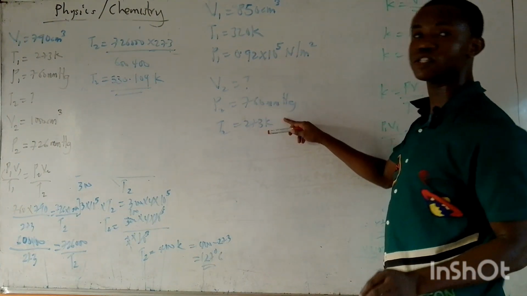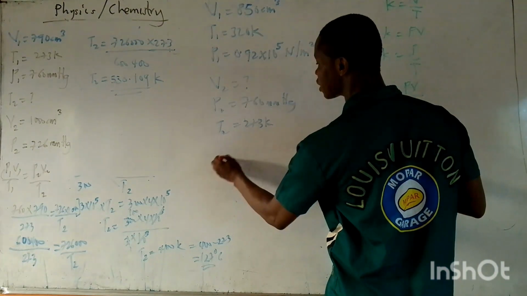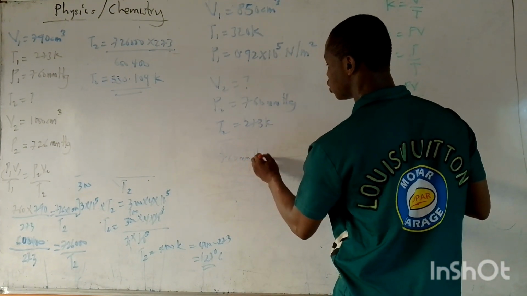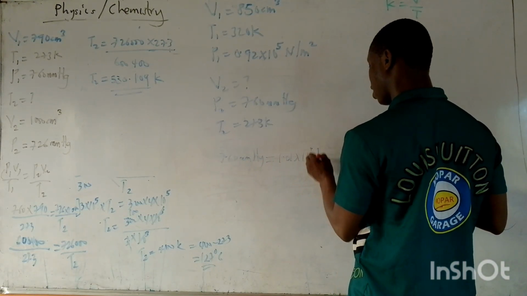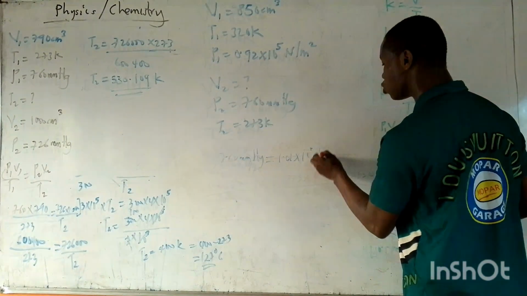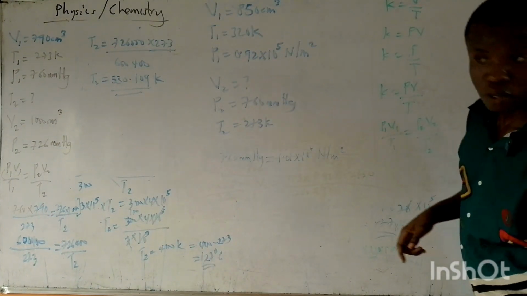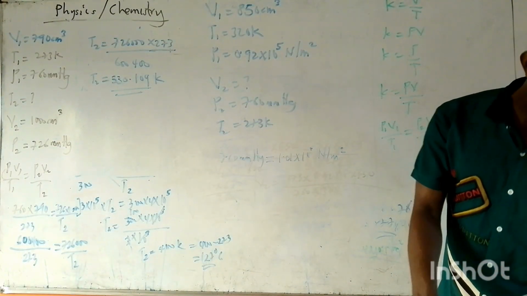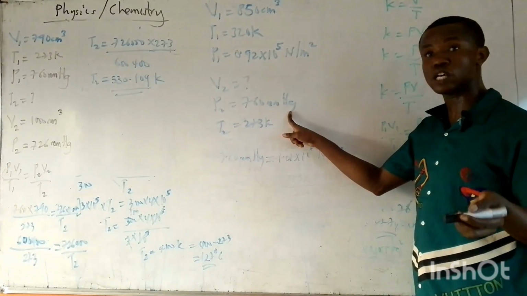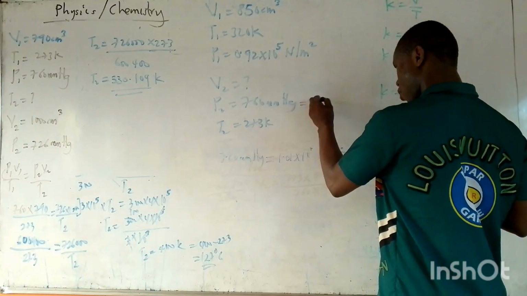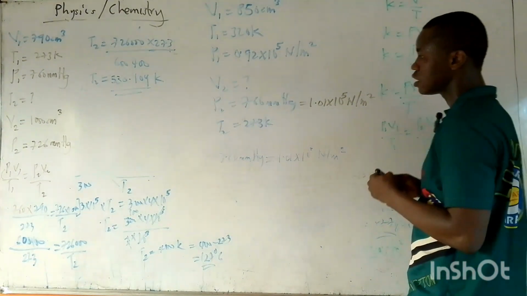From this, we have to convert this to Newton per meter square. Now, how do we convert to Newton per meter square? Take note that 760 millimeter mercury is equal to 1.01 times 10 raised to the power 5 Newton per meter square. Are you getting it? It's a standard unit of measurements. So already we have this now. There's no need to start converting. So we use that now.